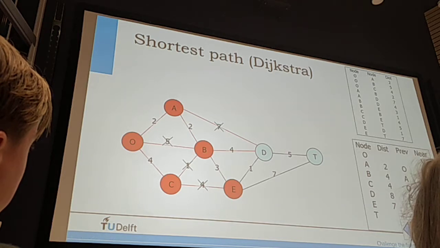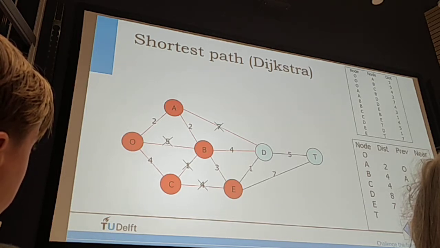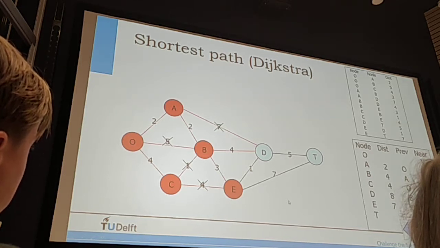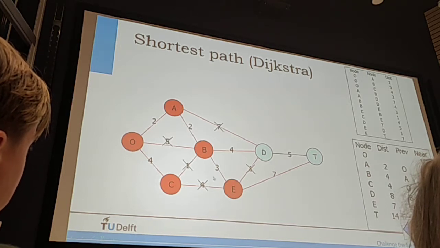Well, D is a distance of 1 from E. That's actually the same as what it was, so we'll just leave that unharmed. That will be 7 plus 1, so that's 8, but it's already 8. So in this case we'll ignore the new path and just take the old one. And actually we now have a path to T, which is 14, which is basically 7 plus 7.